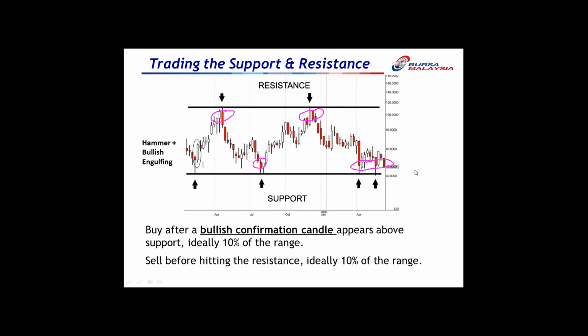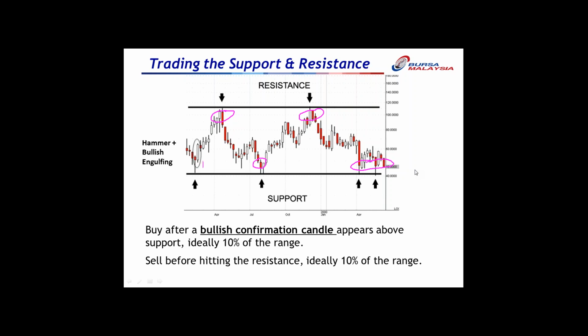Now in this case, my first example, you see there's a hammer plus a bullish engulfing candlestick pattern. Today I may not have time to go into candlestick charting, but you see the red candle, that is a hammer, and a hammer is a bullish reversal candlestick pattern, and a bullish engulfing is another strong bullish reversal pattern. So when you see a hammer plus a bullish engulfing pattern, chances are it is a bullish confirmation candle.